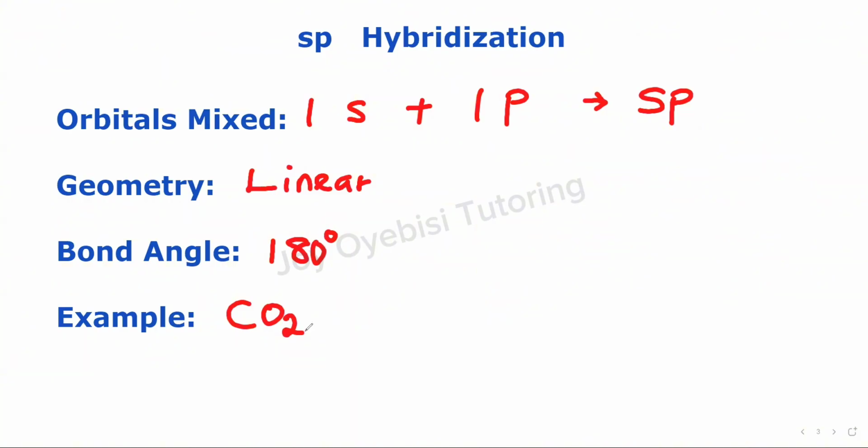A typical example of this would be carbon dioxide, CO2. So if we are to draw out the structure, CO2 is C double bond O double bond O. Okay, this is the complete Lewis structure. So that is linear. Linear just simply means a straight line. And that's a typical example of a linear molecule.